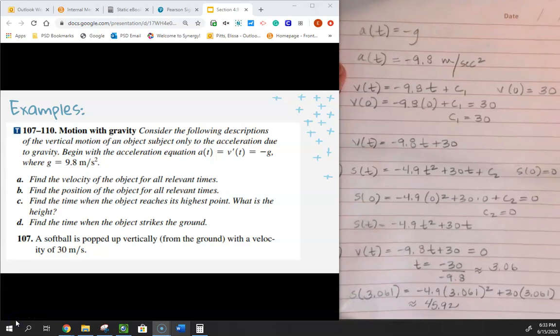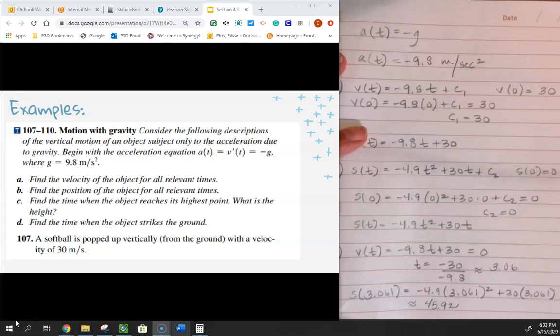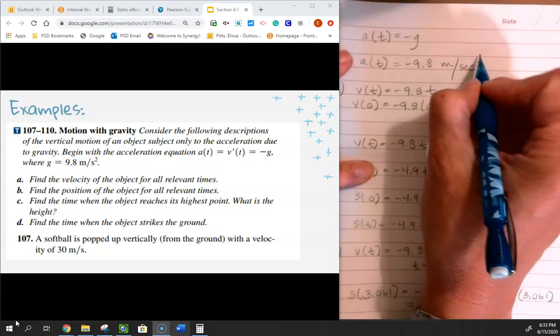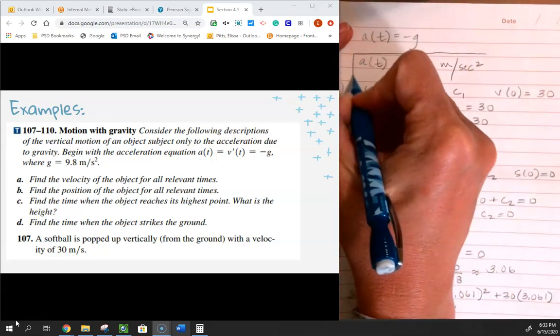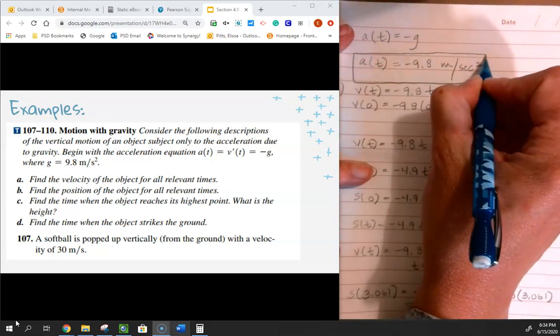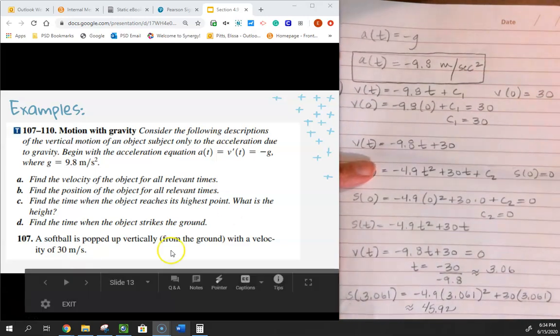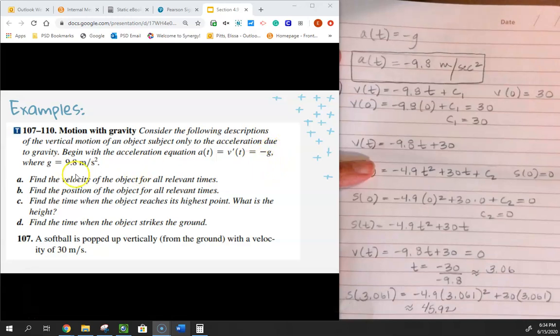We're going to look at one last example with motion. Consider the following descriptions of the vertical motion of an object subject only to acceleration due to gravity. Begin with the acceleration equation: a of t equals v prime of t equals negative g, and they tell you that g is 9.8 meters per second squared. So basically they're telling you that you're starting with a of t equals negative 9.8 meters per second squared.